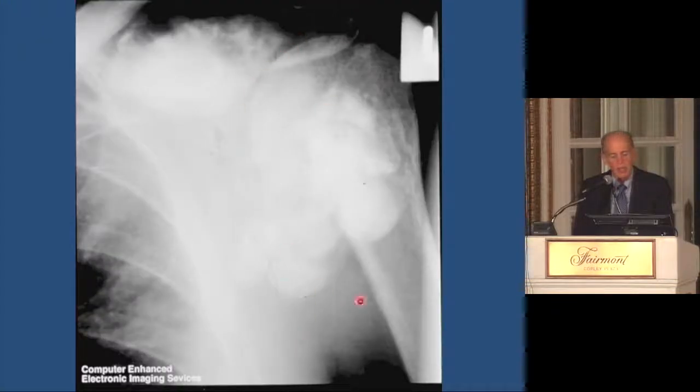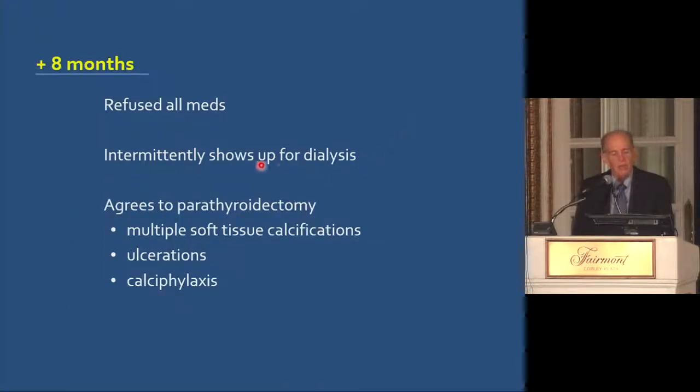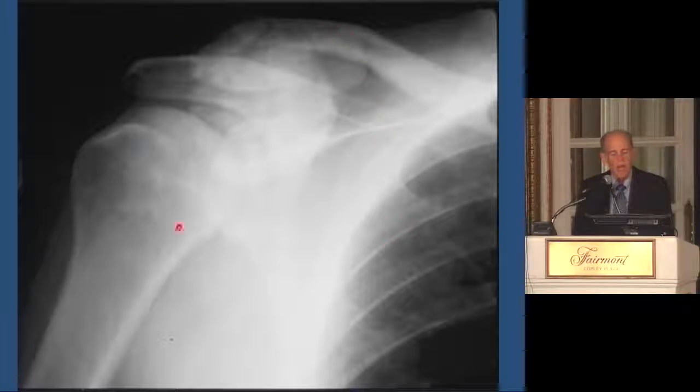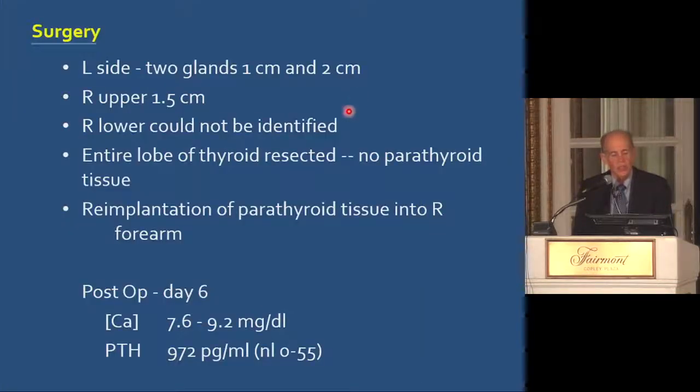Look at this calcification. He would intermittently show up for dialysis. He finally agreed to a parathyroidectomy when he had multiple soft tissue calcifications, ulcerations, and some calciphylaxis. You see more calcifications, more calcifications. This is the other shoulder.